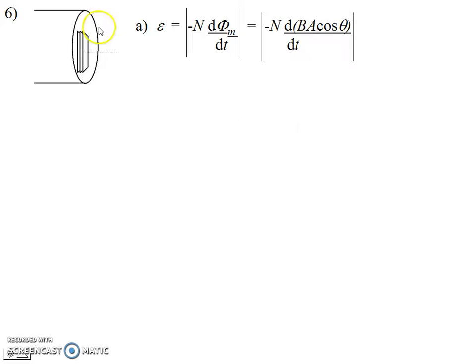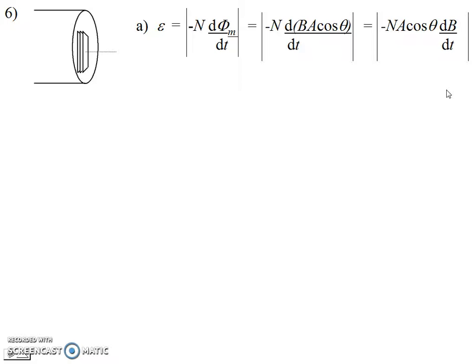What's changing? Well, here's this loop of wire with N turns. Here's the area vector, the normal to the loop, and outside here is the big solenoid. We're not rotating the loop. We're not changing the area of the loop. What is changing is the magnetic field produced by the solenoid. So I can take A and cosine theta out to the outside. They're constants. We're really just differentiating B with respect to time. It's a dB dt. That's the thing that's actually changing.